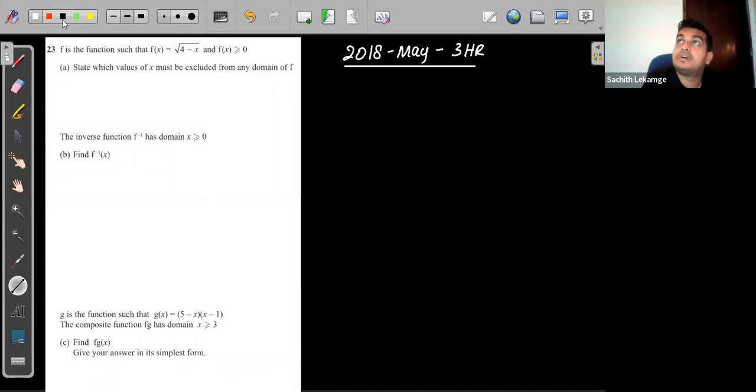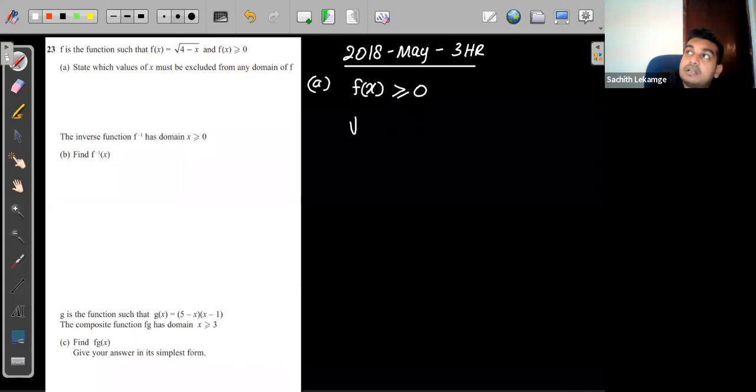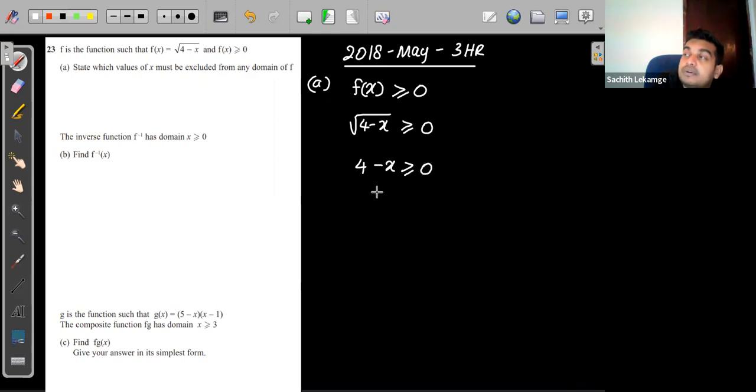Okay, first part I'm going to do: state the values of x that must be excluded from any domain of f. Now they say f(x) should be bigger than or equal to 0. Therefore, 4 minus x is bigger than or equal to 0. Then square both sides, and you still get 4 minus x bigger than or equal to 0. So x should be equal to or smaller than 4.